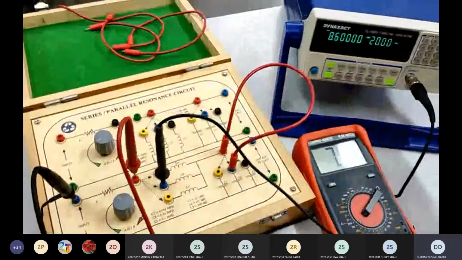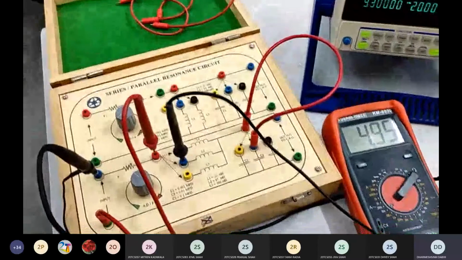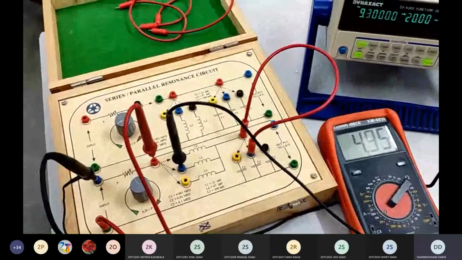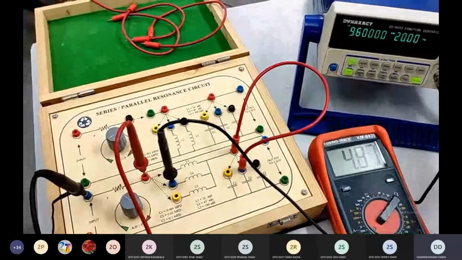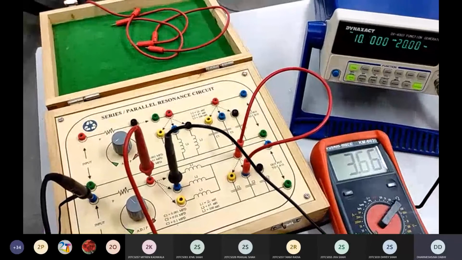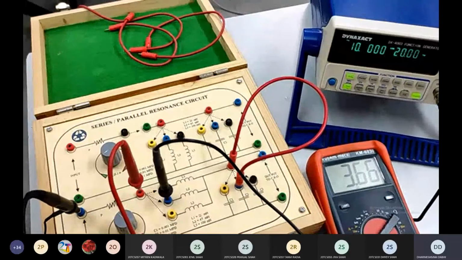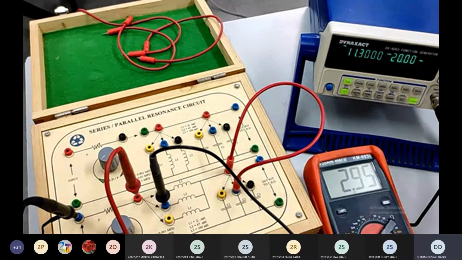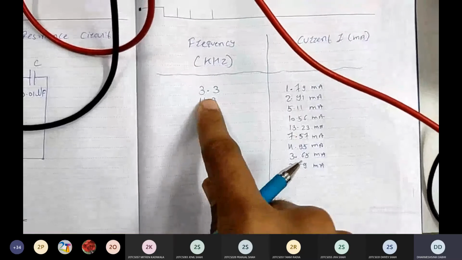Now again increase the frequency to 9.3 kilohertz. The current decreases again to 4.95 milliampere. Now at 10.3 kilohertz, the current decreases to 3.65 milliampere. We'll take the last reading at 11.3 kilohertz, and the current is 2.89 milliampere.